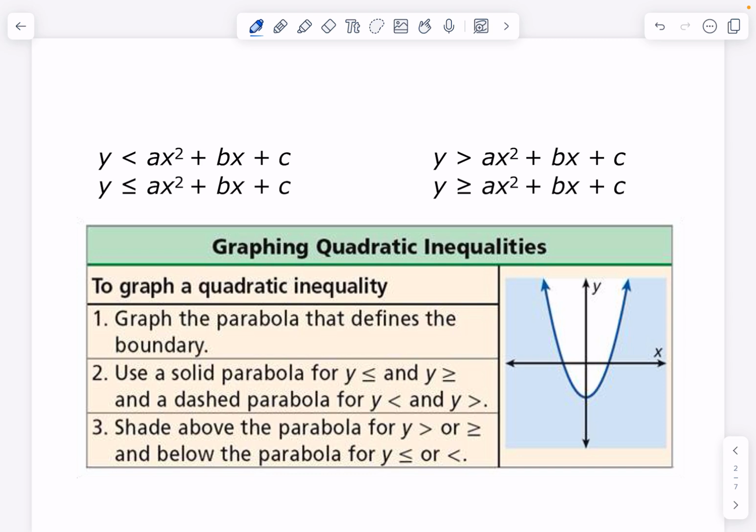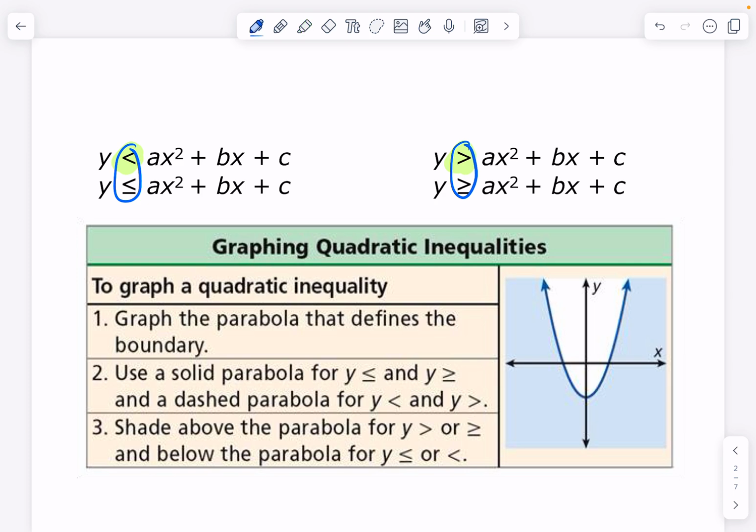You graph your boundary graph, and it depends on this sign right here. If you have the not equal to, it's a dashed line. If you have the equal to, it's a solid line. And then you shade above for the greater than, below for the less than.